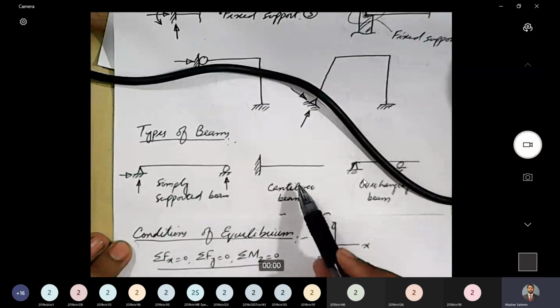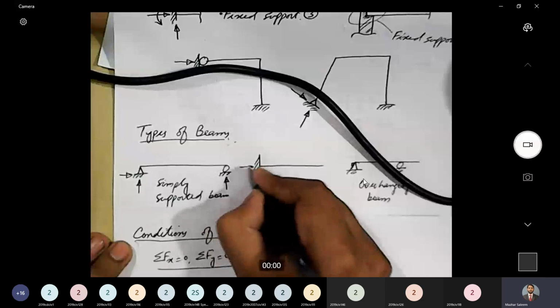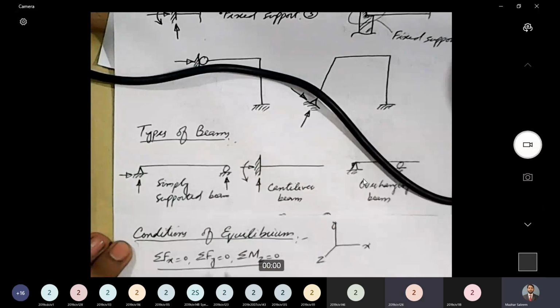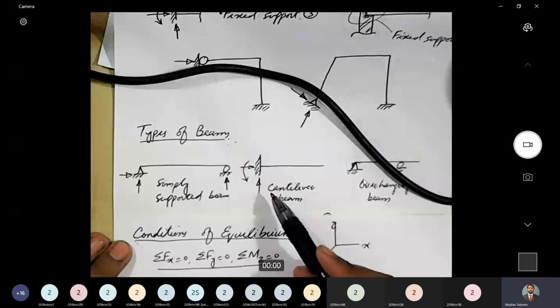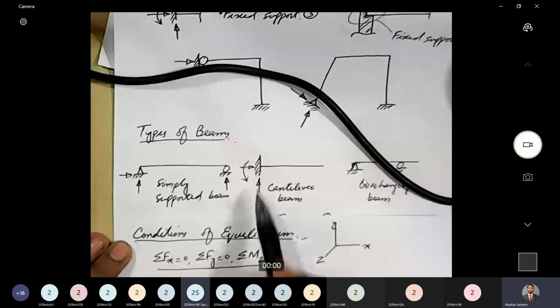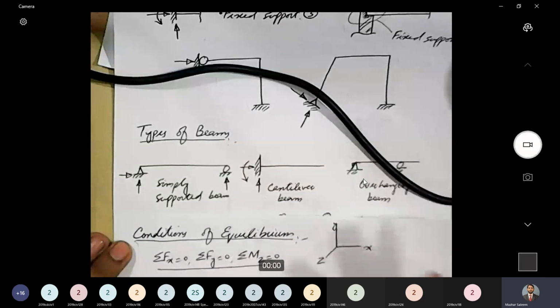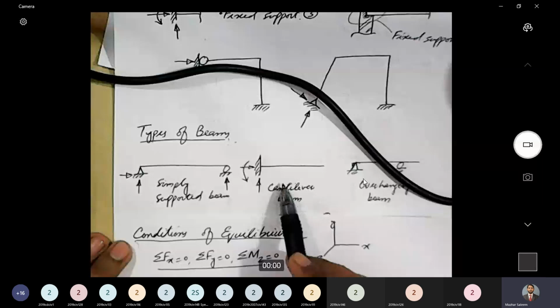Now next, move to cantilever beam. How many reactions? 1, 2, 3. Do we have any more reactions? No, sir. 3 reactions, 3 equations. Can this beam be solved? Yes, sir. Three reactions or 3 unknowns and 3 equations. So this system can be solved. So this beam is also a determinate beam.